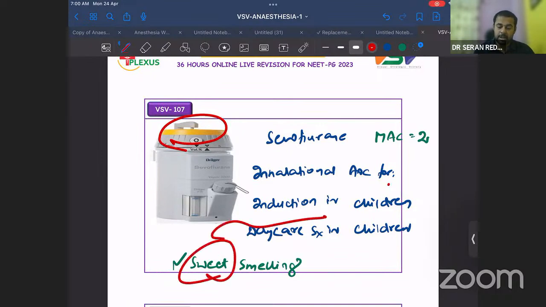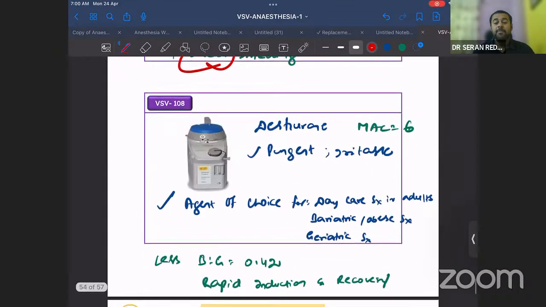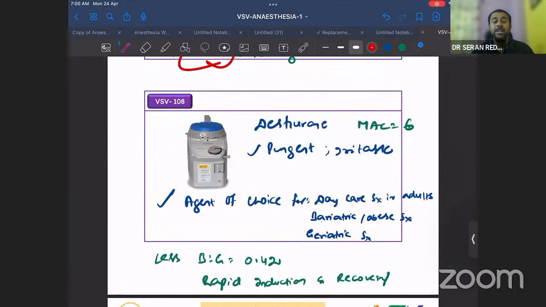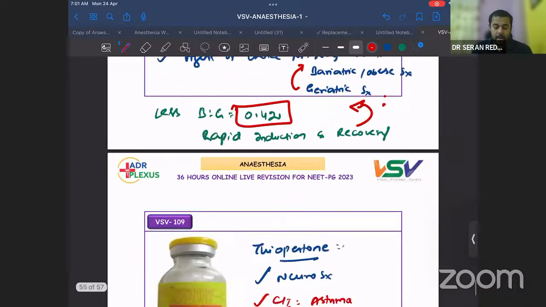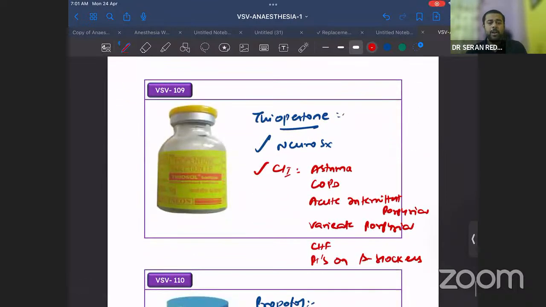Then sevoflurane: the MAC is 2, stored in yellow color vaporizers, and it is the inhalation agent of choice for induction in children and for daycare surgeries in children, and it is sweet smelling. That is why it is used in children. Then desflurane has a MAC of 6, it is pungent and irritant, and it is the agent of choice for daycare surgery in adults, bariatric surgeries, and geriatric surgeries because it has a low blood gas partition coefficient of 0.42, giving rapid induction and recovery. So that is why it is used for daycare surgeries, bariatric and obese surgeries, and geriatric surgeries, because immediately after the surgery, the patient comes out of it.